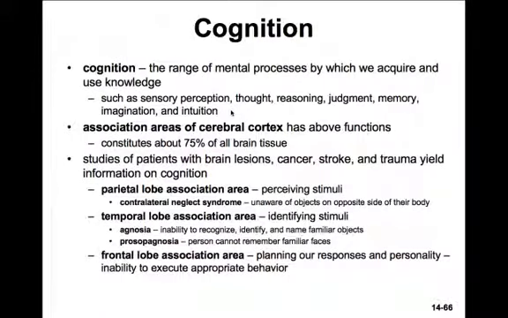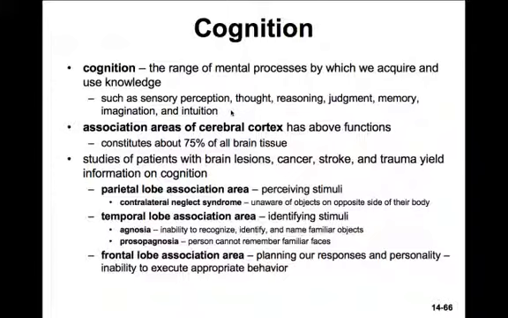Cognition is the range of mental processes by which we acquire and use knowledge, such as sensory perception, thought, reasoning, judgment, memory, imagination, and intuition. There are association areas in the cerebral cortex that have each of these above functions and constitute about 75% of all brain tissue. Studies of patients with brain lesions, cancer, stroke, and trauma yield this information on cognition.